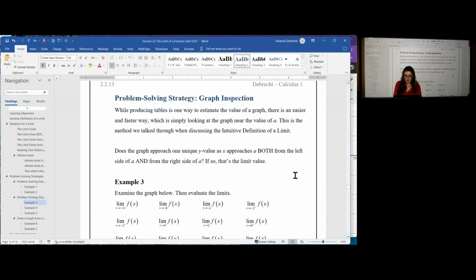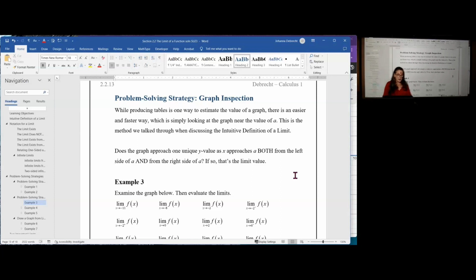Let's now turn our attention to the problem-solving strategy of using the graph instead of a table. When we're looking at graphs, it's easier than using a table because you're not computing points. The difficulty is you have to have enough detail on the graph to be sure you're not missing something. In other words, you have to know how far you need to zoom in near the point to be sure you're seeing all the characteristics of the graph near x equals a.